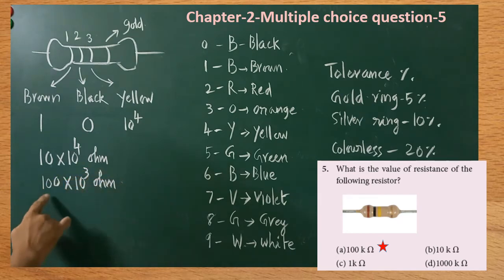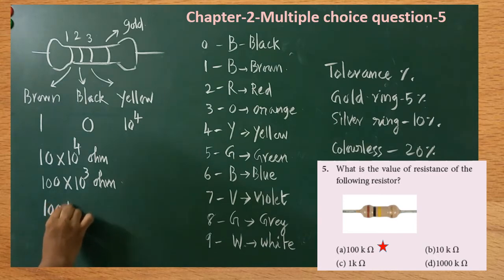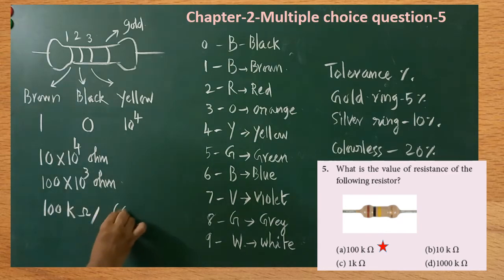Are you clear? So this 100 part can be written as kilo ohm because 1 kilo ohm is equal to 1000 ohm. Therefore 100 kilo ohm. So this is the correct answer. 100 kilo ohm is option A. Okay. So the fifth one is A. This is the correct answer. Understood?